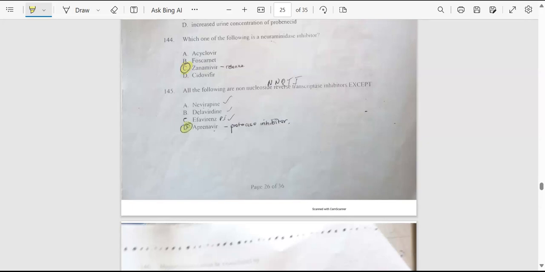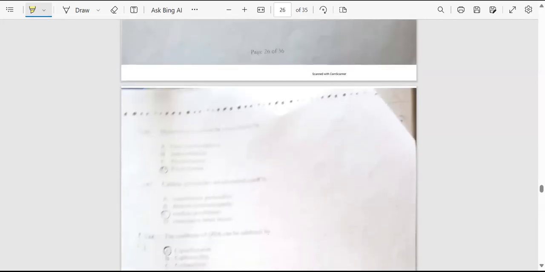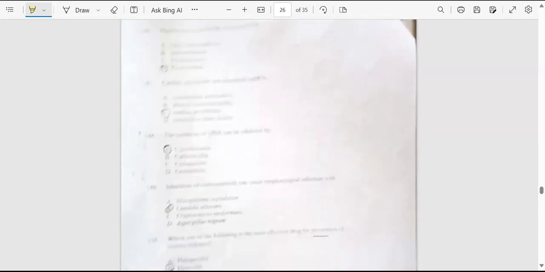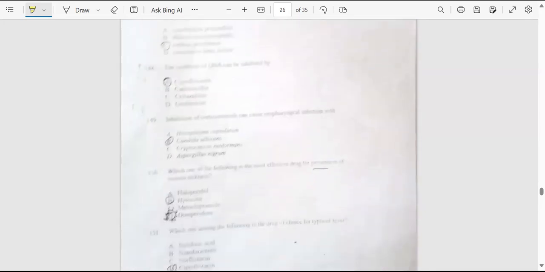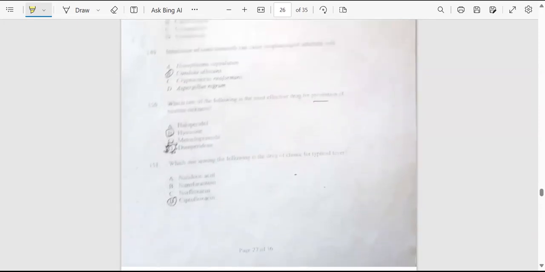Stage. My eyes. It's not visible. I guess we'll move to 150, which is a bit visible.